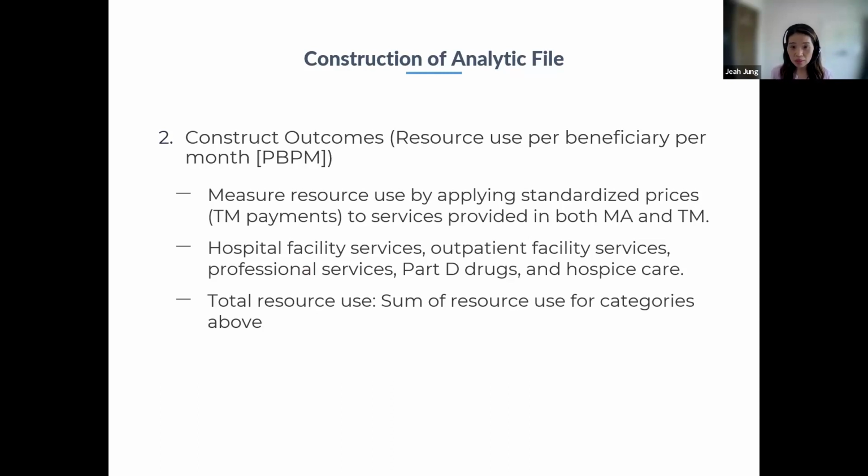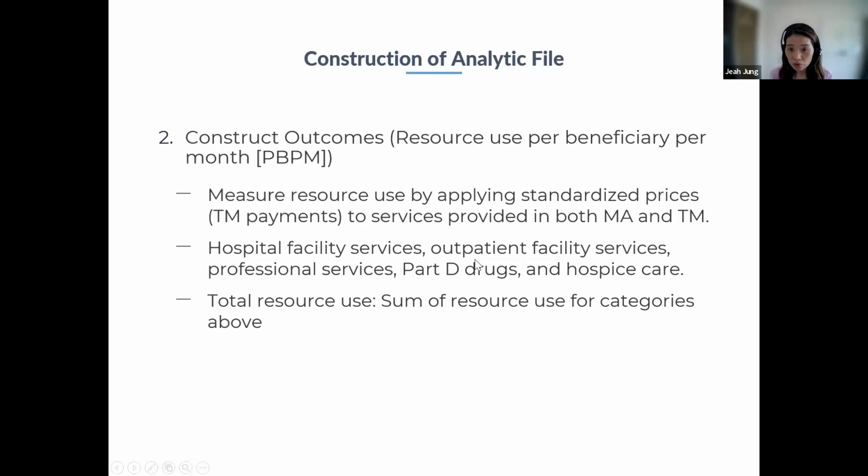So total cost is similar to total actual cost in our TM side. We did that by service because of the way we apply and standardize the prices. It really depends on what the identifier is, and how we assign prices depends on the service type, right? So for hospitals, we use the DRG. Outpatient, we use the HCPCS. Professional service also HCPCS. Part D drug, we use the NDC. Hospice is a combination of HCPCS and revenue center code. And then total resource is the sum of all the resource use for the categories we listed here.